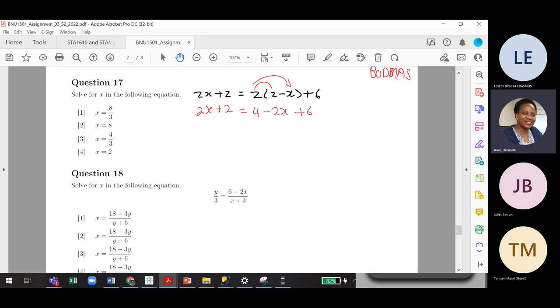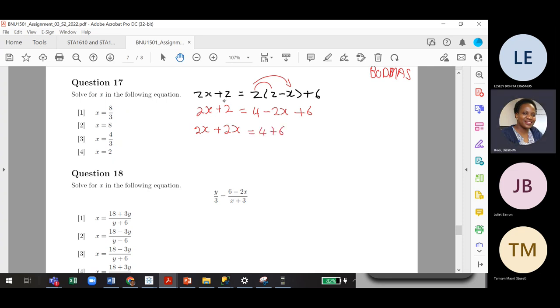Everything that has an x, we're going to take it over to the other side. Because we want to solve for x, it needs to move to the left. When it moves over, the sign changes. It's negative, so you will have plus 2x equals 4 plus 6.